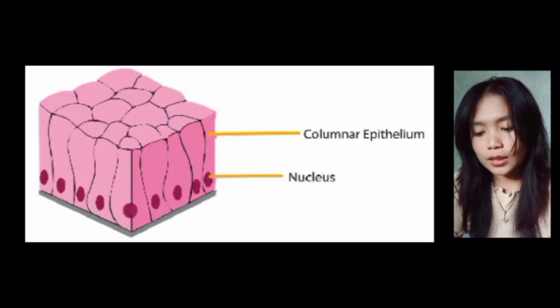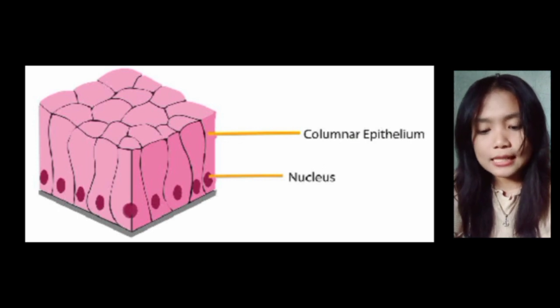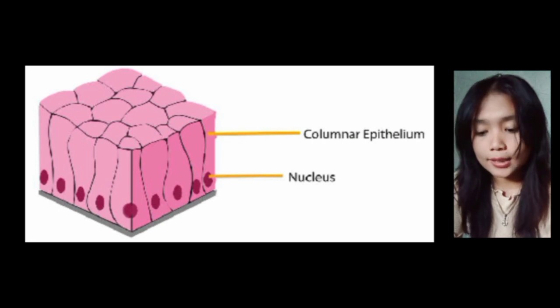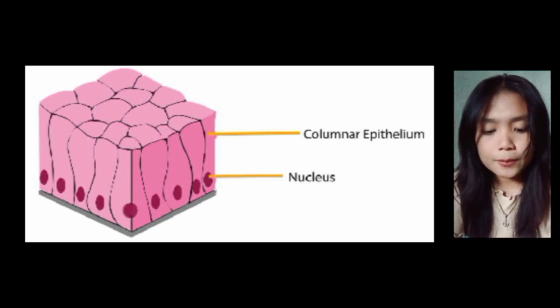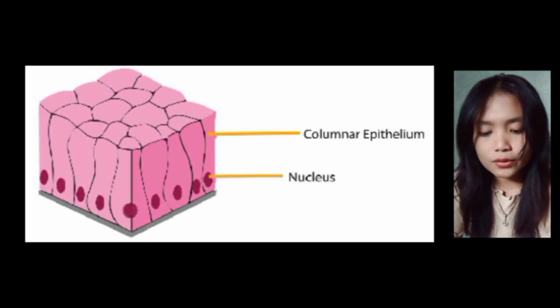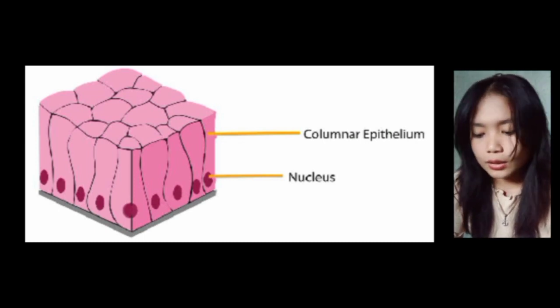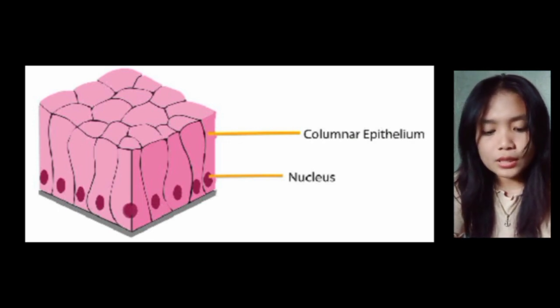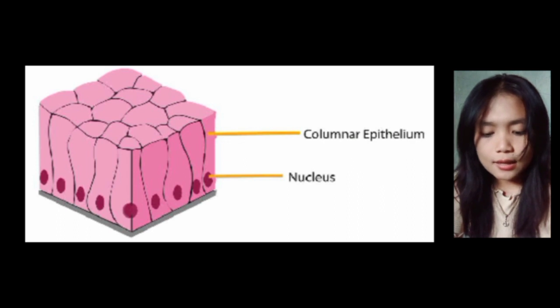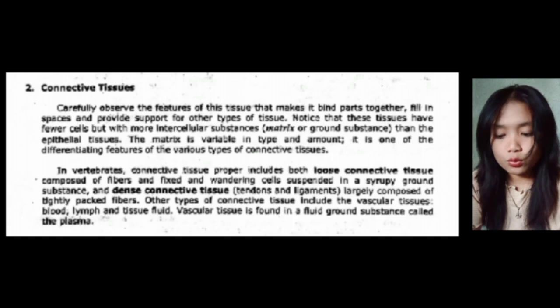So, simple columnar epithelium consists of a single layer of cells that are taller than they are wide. This type of epithelium lines the small intestine where it absorbs nutrients from the lumen of the intestine. Simple columnar epithelia are also located in the stomach where it secretes acid, digestive enzymes, and mucus.